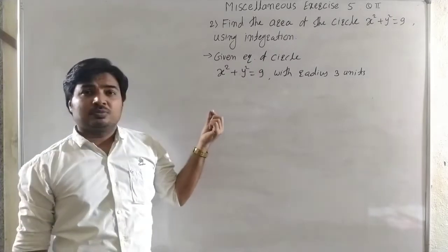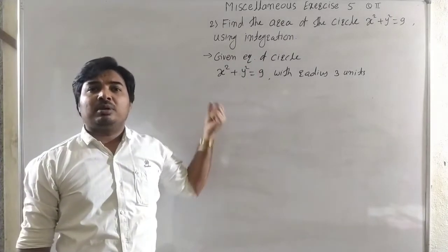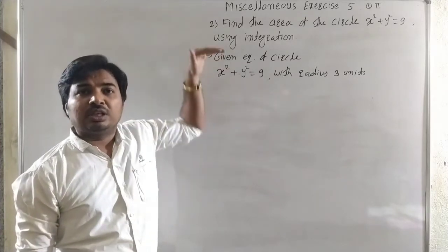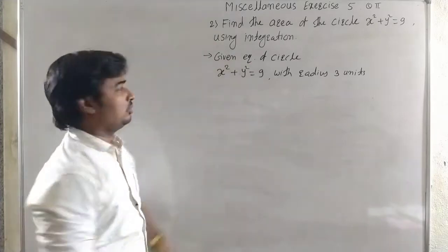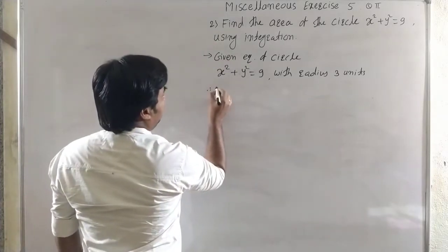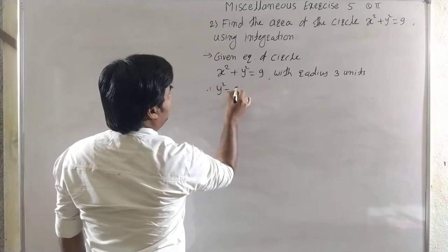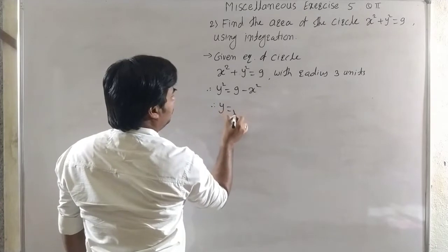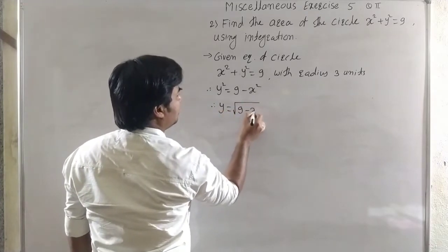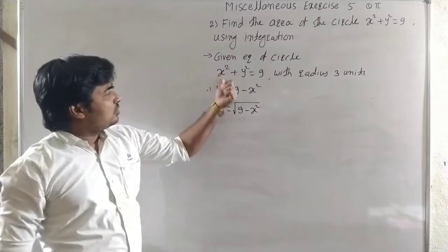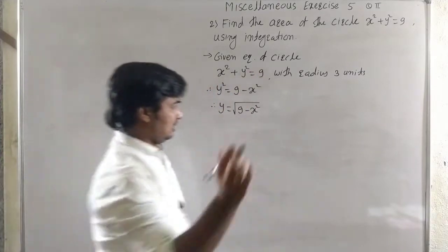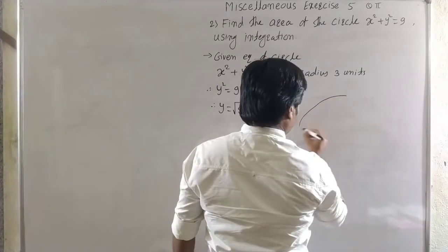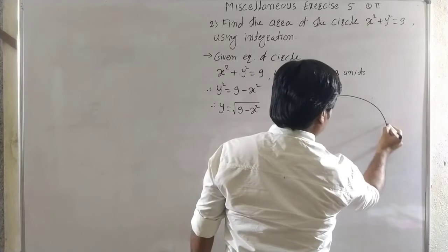Now for the area bounded by the region, first we find y, that is y is equal to f of x. The equation of the curve in the form of y is equal to f of x. So this can be written as y square is equal to 9 minus x square, and therefore y is equal to under root of 9 minus x square. Now here x square plus y square is equal to 9. See carefully, it is a standard circle. Standard circle means center at origin.